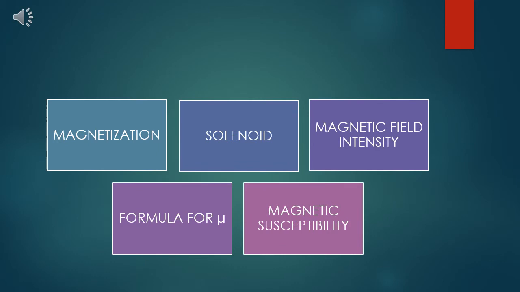So in this lecture we have seen what is magnetization, what is a solenoid, what is magnetic field intensity due to a solenoid. Then we have got the formula for mu, that is magnetic permeability for a material. Then at last we have seen magnetic susceptibility, and what is the value of magnetic susceptibility for different materials.